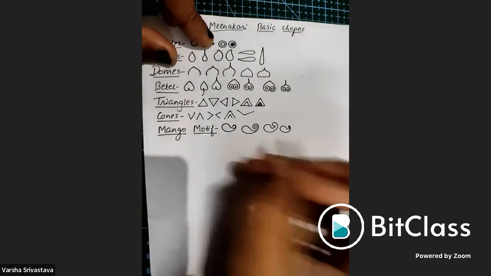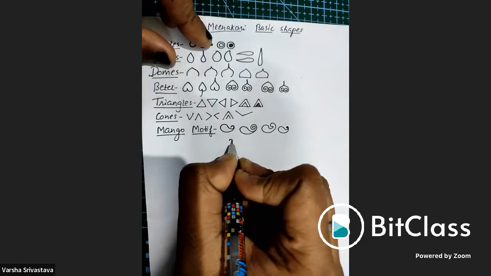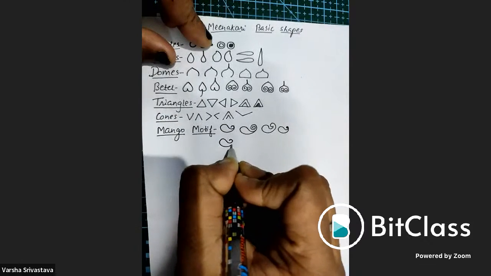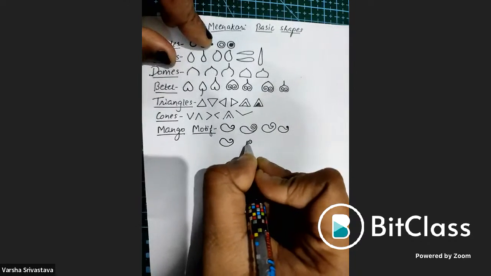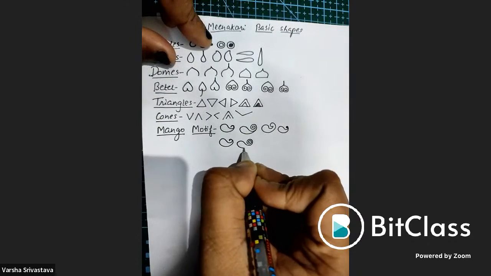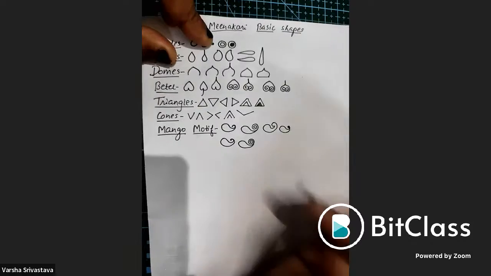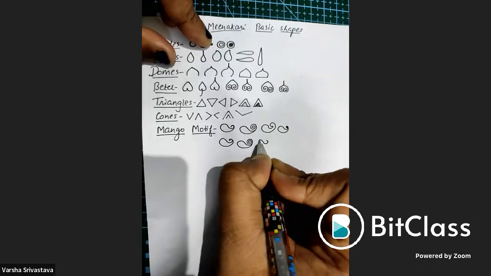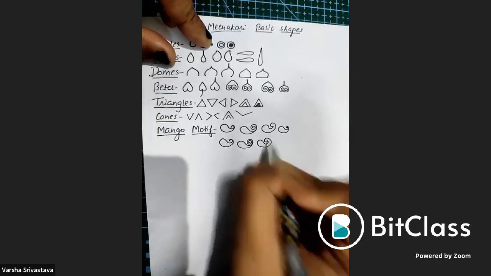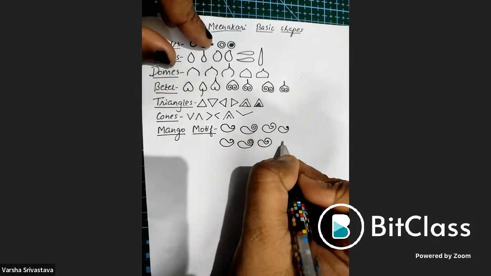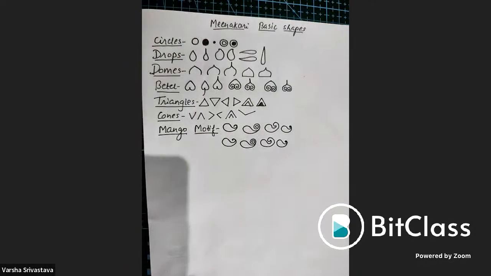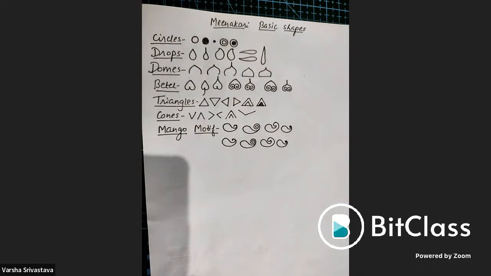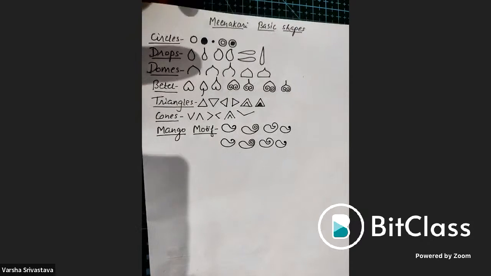Now I'm repeating the mango motif. So make the first mango motif like this. Okay. For the second one, make a lot of coils like this. Now the third one, just make it like this. And the fourth one has a dot. So just start from the dot and end on a dot. I hope this is clear this time. Yes, everyone? It's clear now?